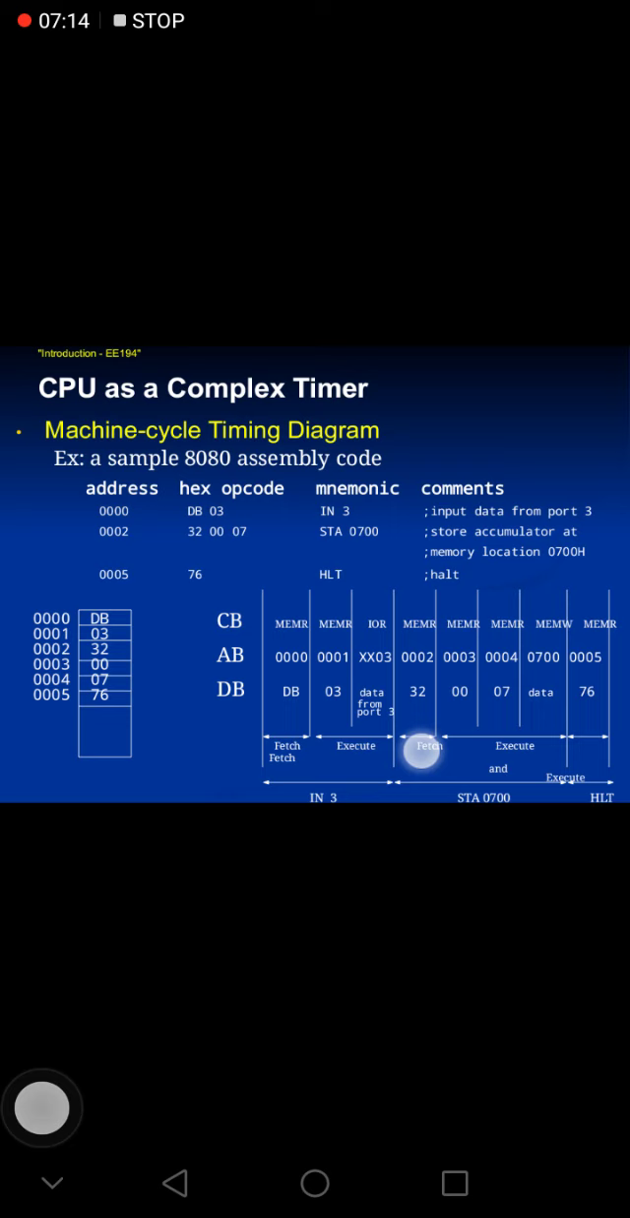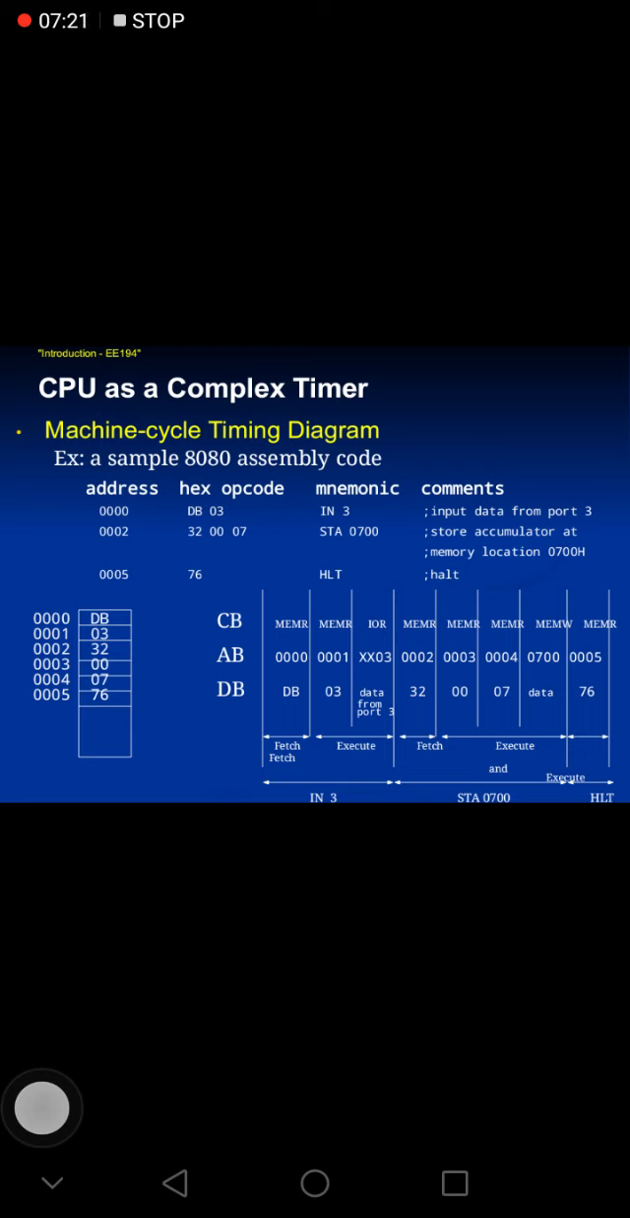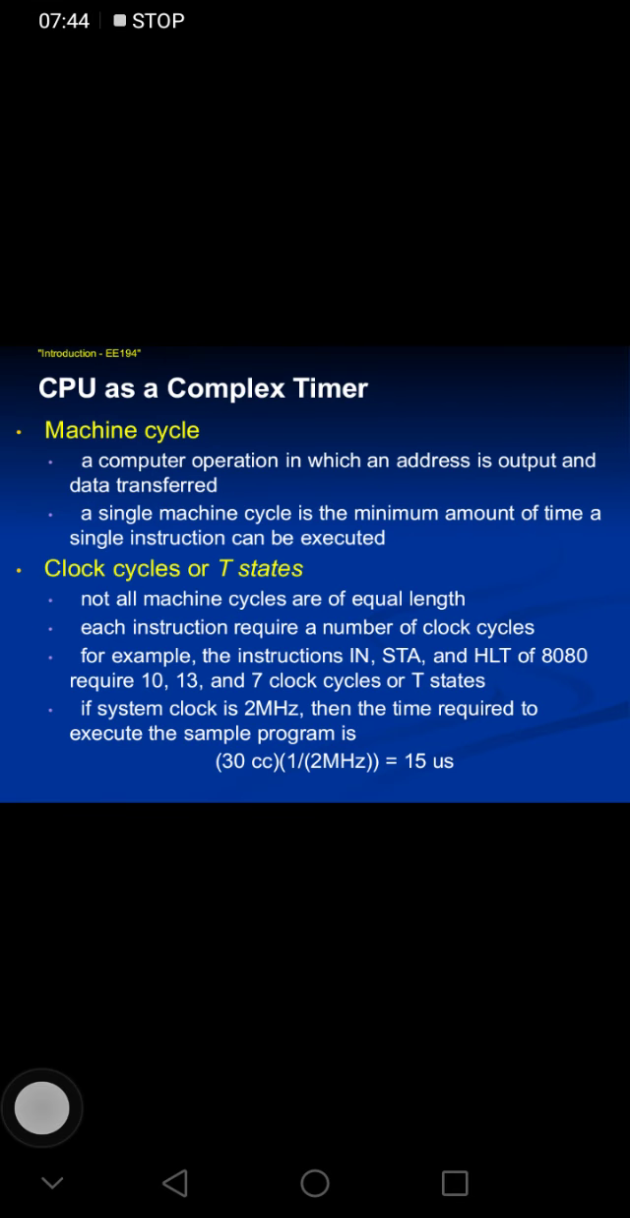0700H? So nandito yan siya, no? Dito na part. Okay? So doon natin i-store yung data. So therefore, then after that HLT na naman or halt, no? So yun. Or ito yung basic representation niya, no? Or by space kumbaga from DB then papunta dito sa 0005. Okay? So yan yung pag-store ng data into memory.